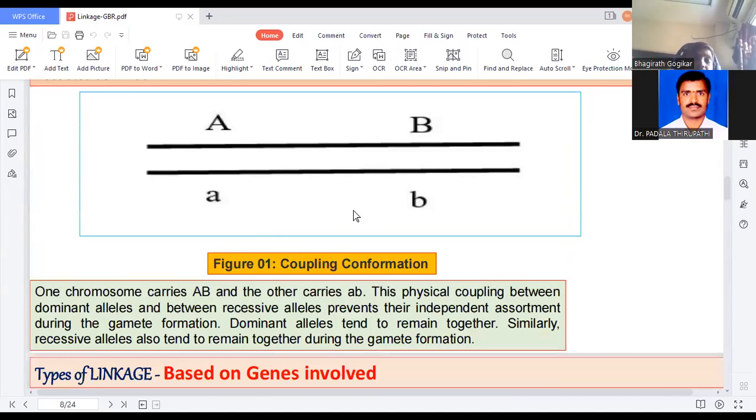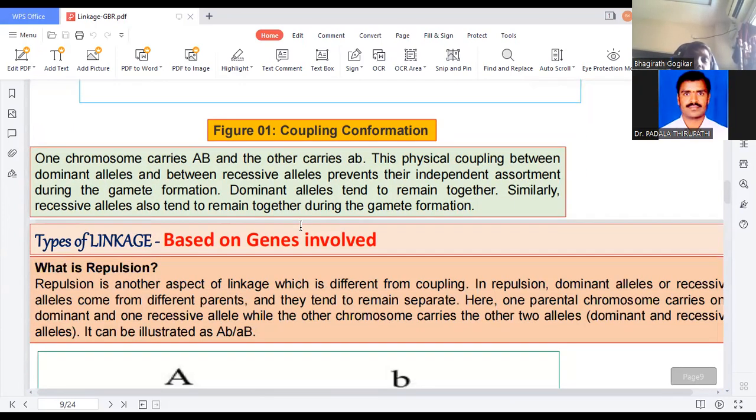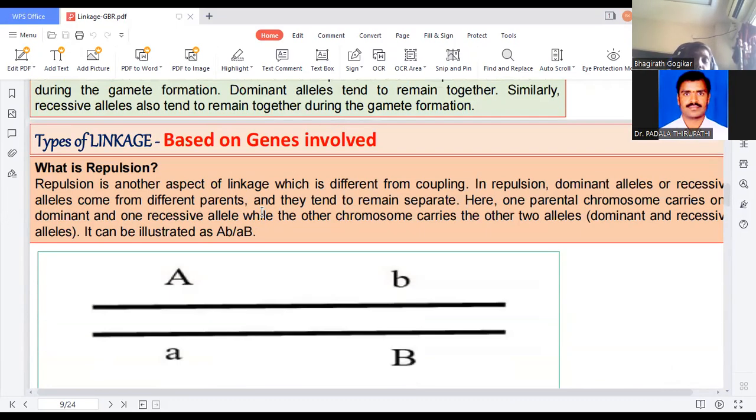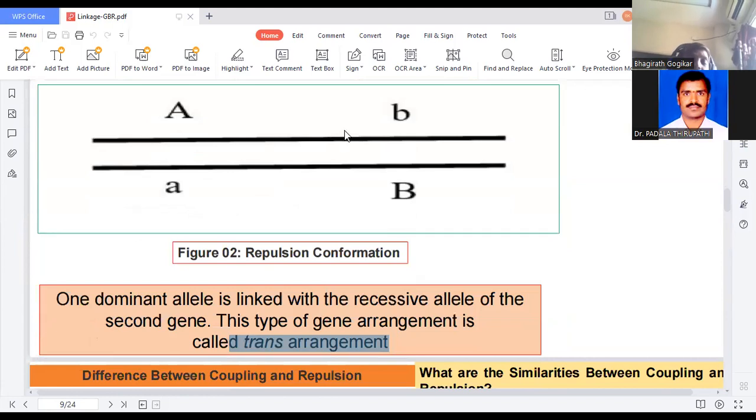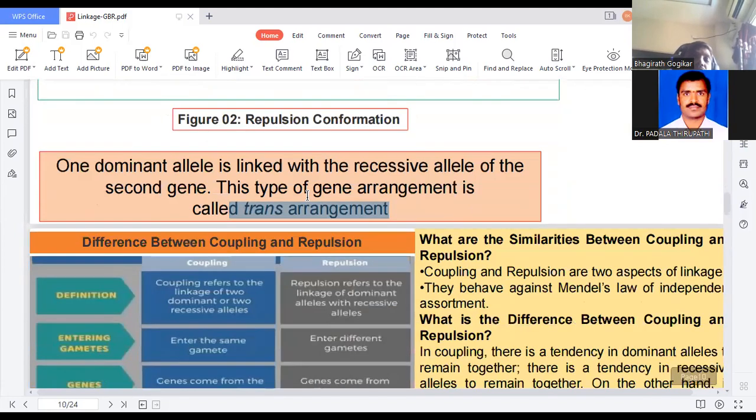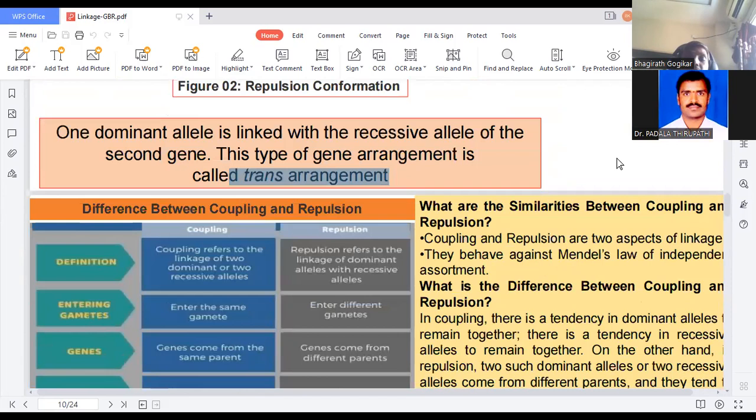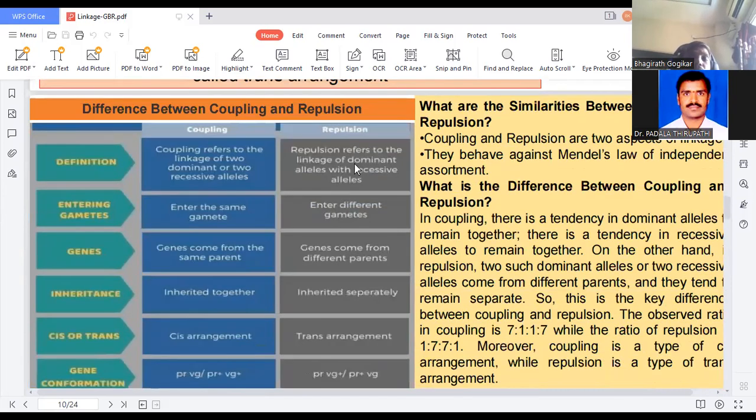Cis arrangement. Cis butane, N-butane చదువుతారు కదా మీరు. 1-chlorobutane, 4-chlorobutane. You studied in the chemistry. That is called geometrical isomerism lo chavutaru. So in the same way, cis and trans arrangement of the genes explain the linkage phenomena. So difference between the coupling and repulsion. Coupling refers to the linkage of two dominant genes or two recessive alleles. Repulsion refers to linkage of a dominant allele with a recessive allele.